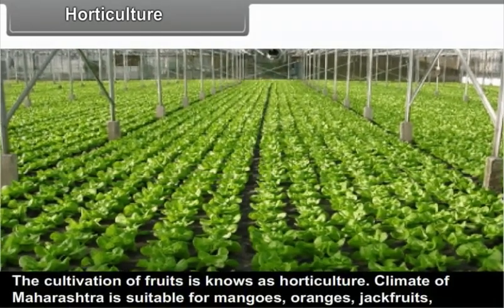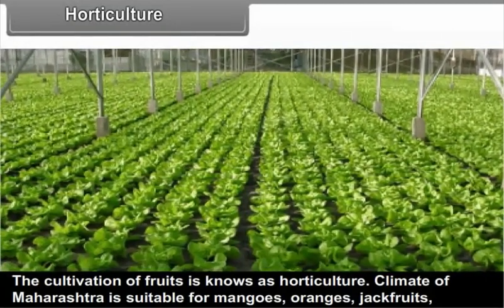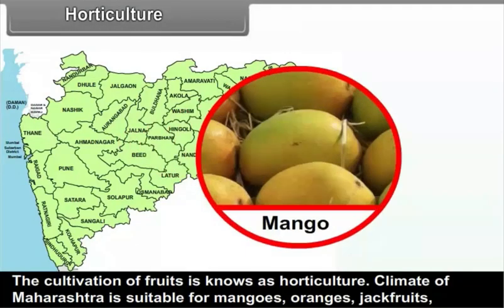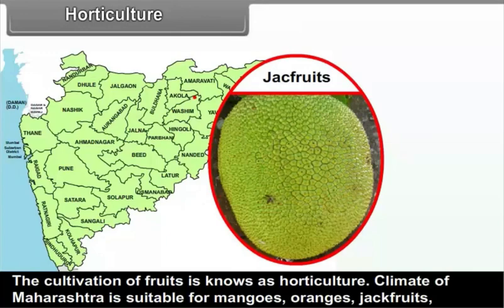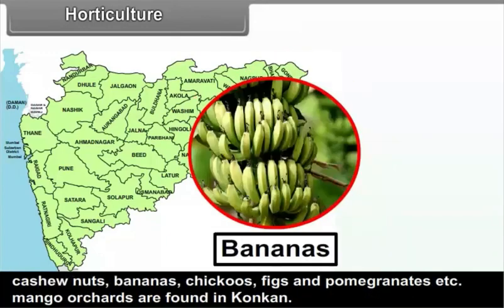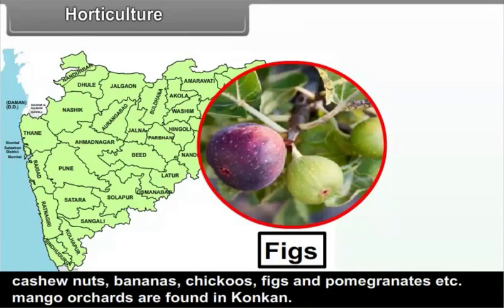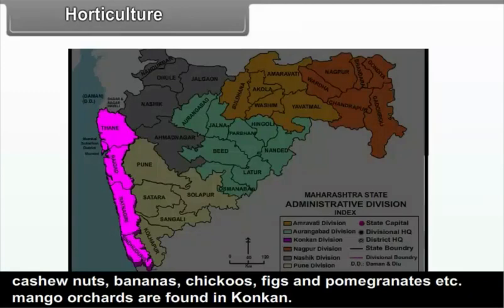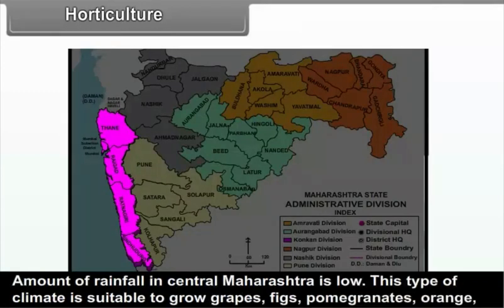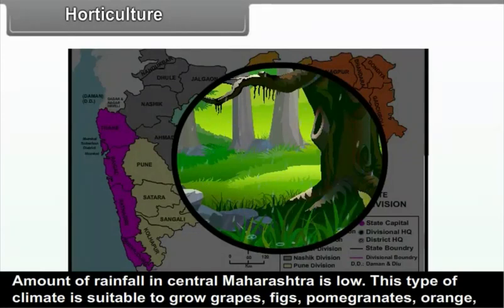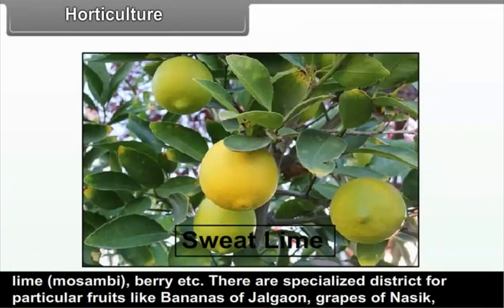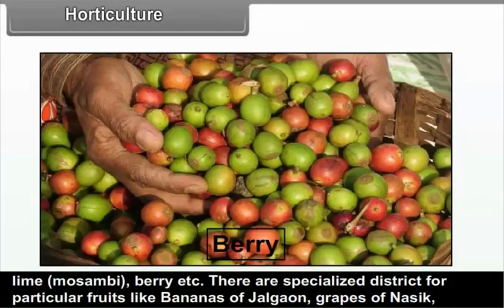Horticulture. The cultivation of fruits is known as horticulture. The climate of Maharashtra is suitable for mangoes, oranges, jackfruits, cashew nuts, bananas, chikus, figs, pomegranates, etc. Mango orchards are found in Konkan. The amount of rainfall in central Maharashtra is low. This type of climate is suitable to grow grapes, figs, pomegranates, oranges, sweet lime, that is Mosambi, berries, etc.